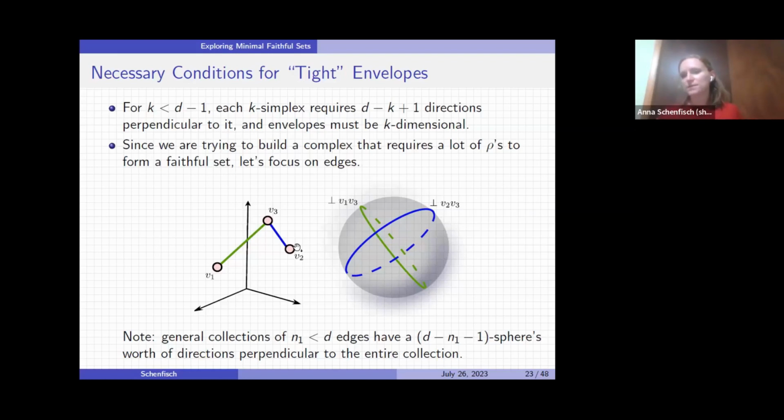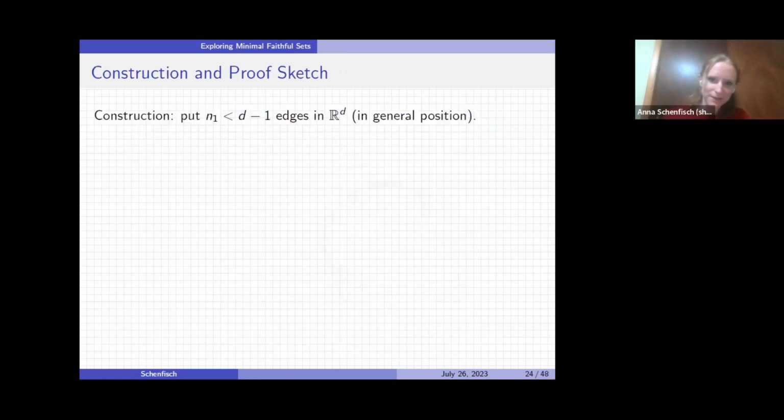And what are the directions that are perpendicular to green and blue simultaneously? Well, we have a copy of S0, right? You can come from above, you can come from below. That's the intersection of these two S1s, okay? And in general, for higher D and a larger collection of edges, we can say the same thing about the sphere that parameterizes the perpendicular directions.